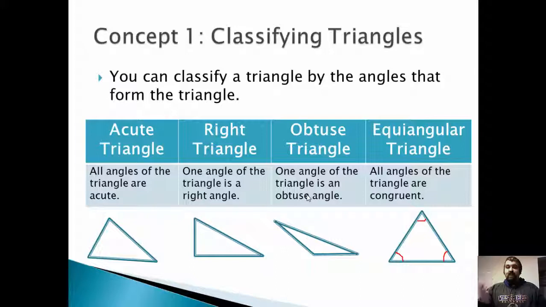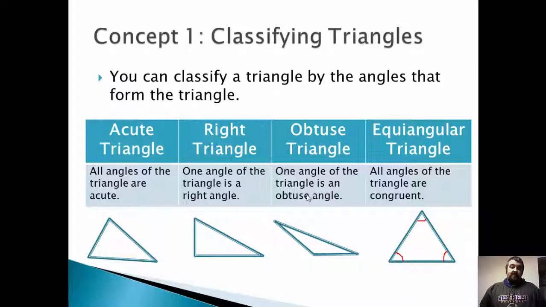And the last one is equal angular triangle. All the angles end up being congruent. Equal angular is also an acute triangle because all those angles have to be 60 degrees. However, we're just going to call it equal angular.